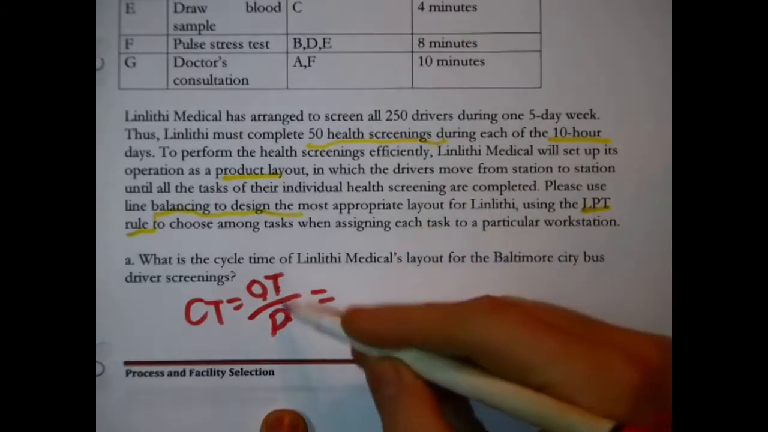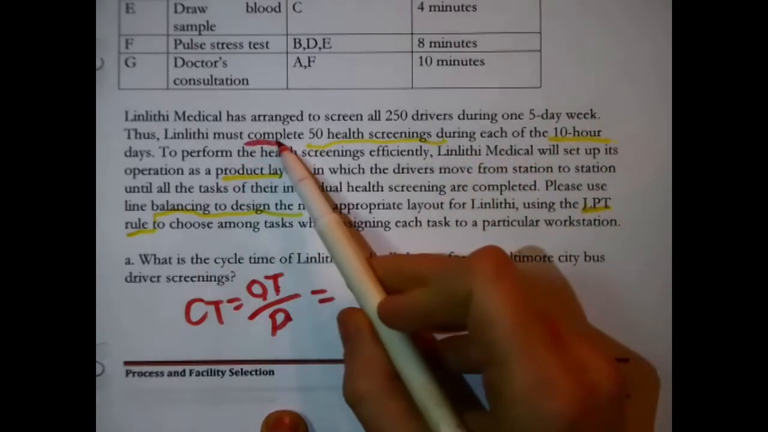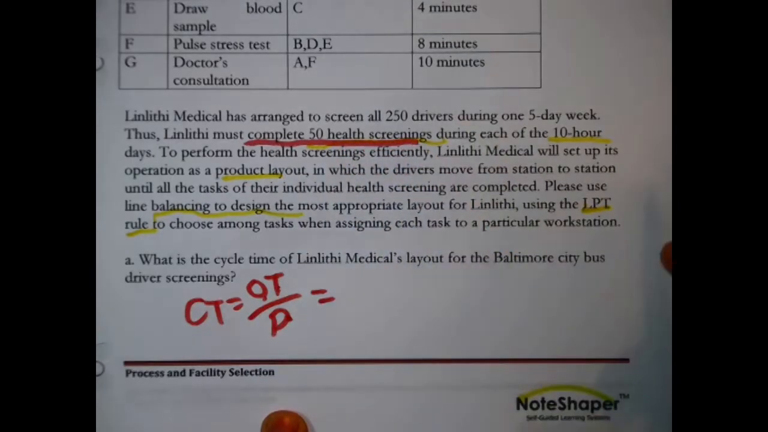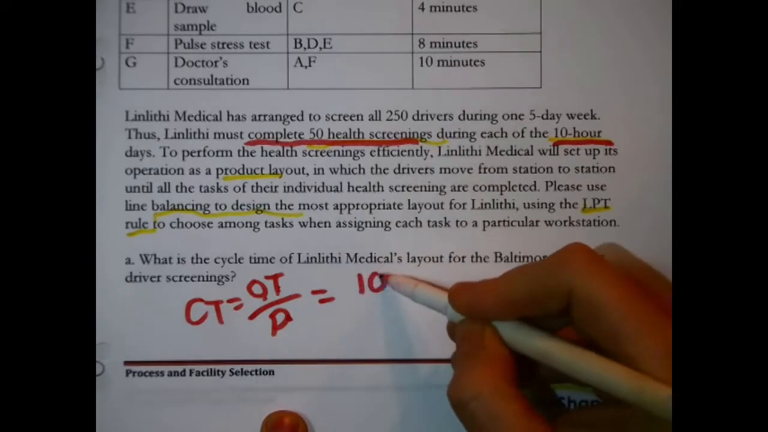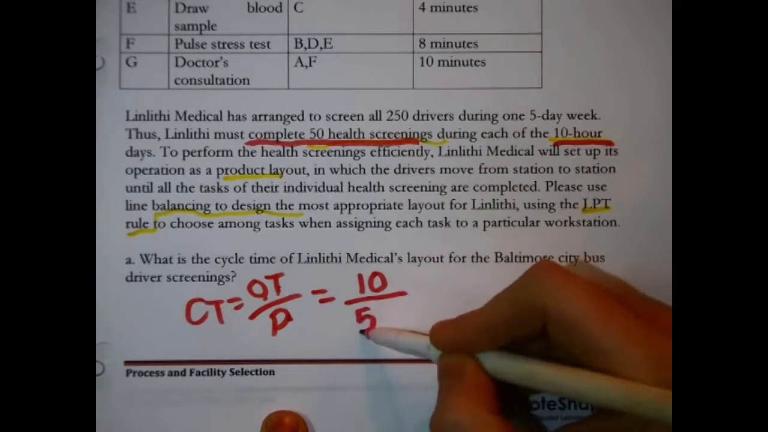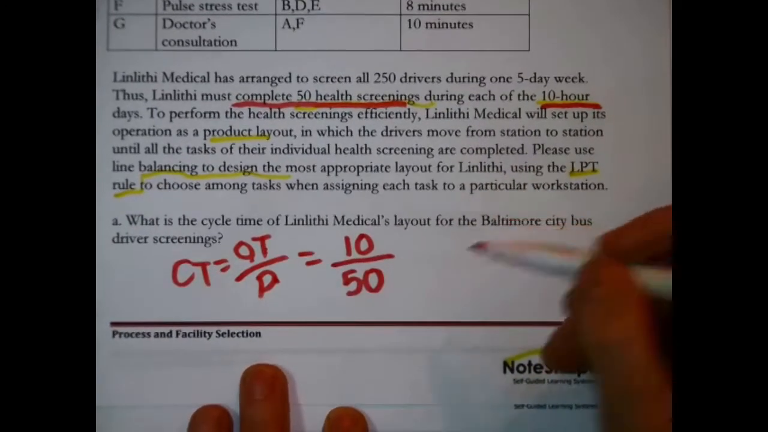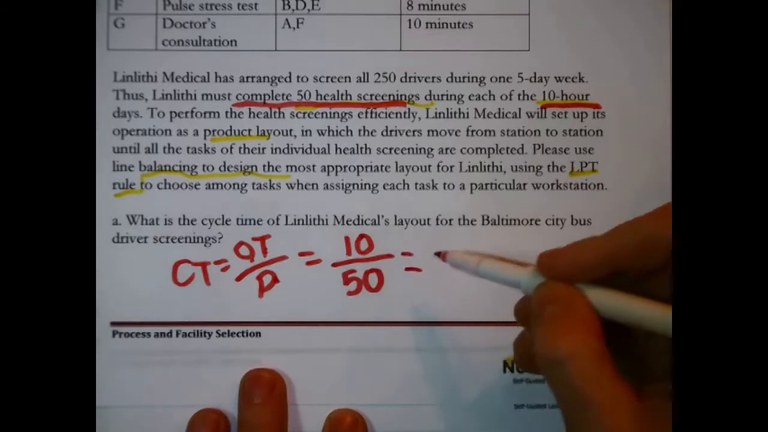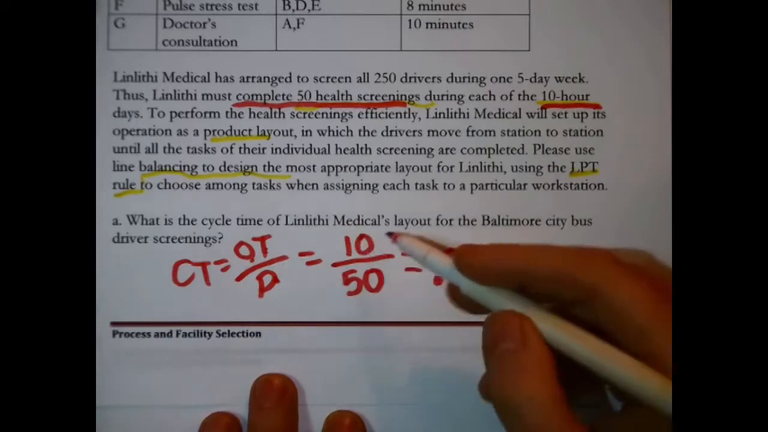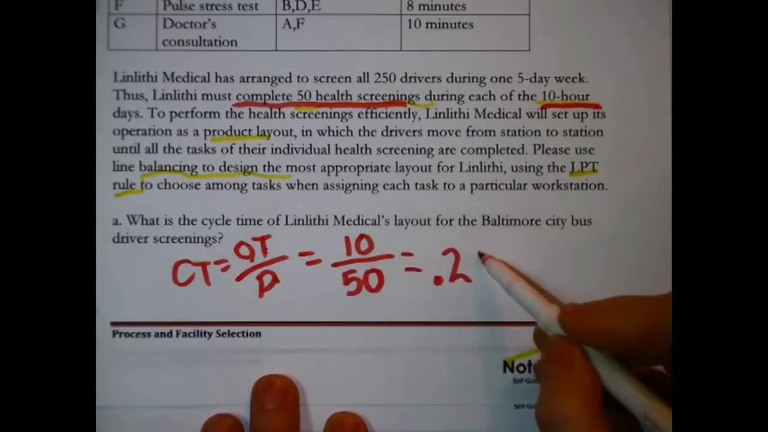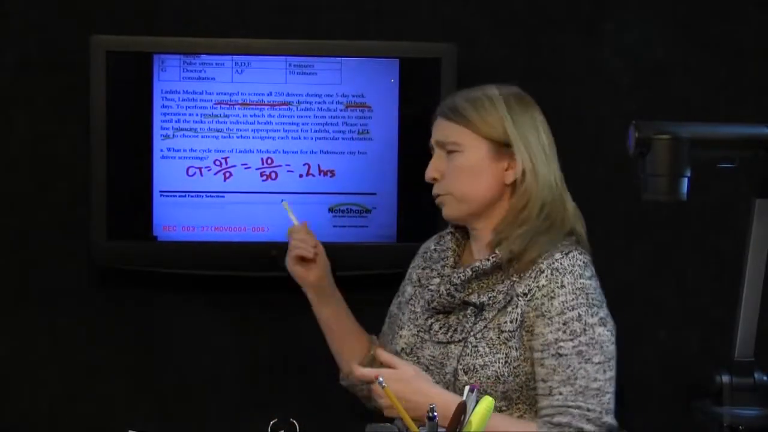And we were told the two numbers we need to get this reading because they said they must complete 50 health screenings during each operating time, each 10-hour day. So if the operating time is 10 hours, then the output or the demand on the system is 50 total completed screenings, so that's 0.2. And actually that does answer the problem in that it just asked what the cycle time was. 0.2 is the answer. Yes, for a fact, but notice what else I wrote.